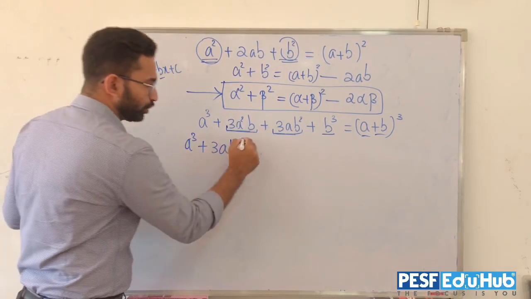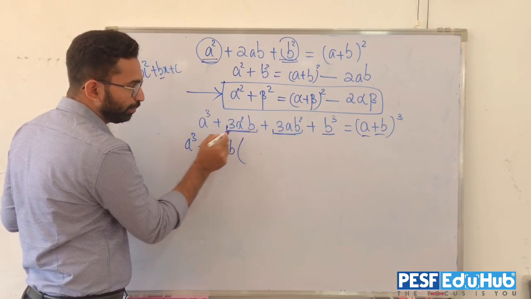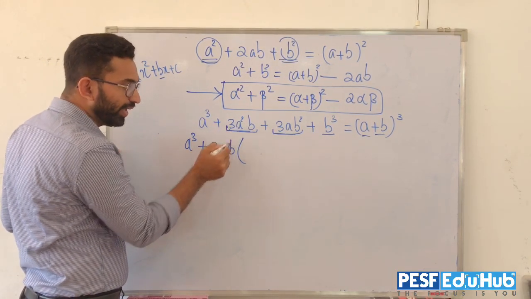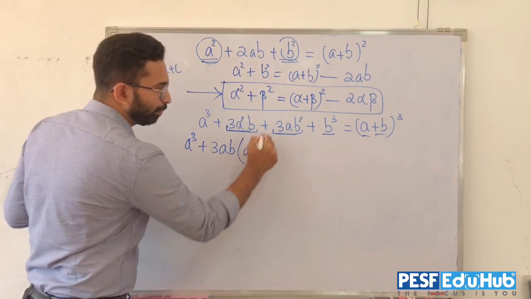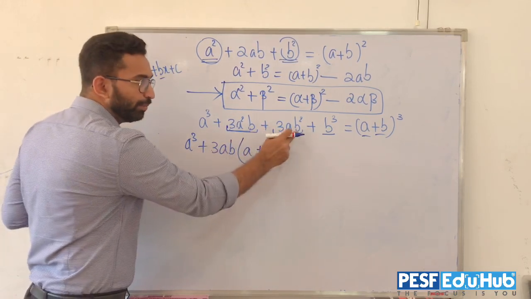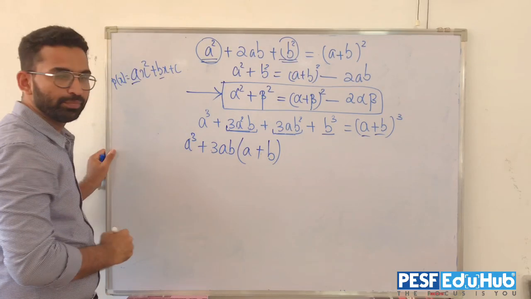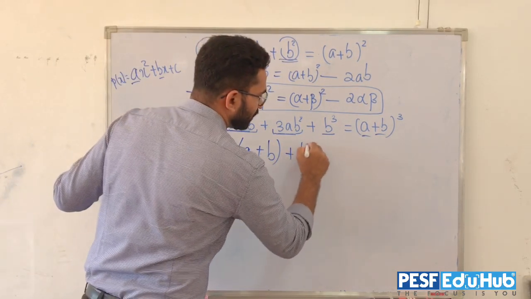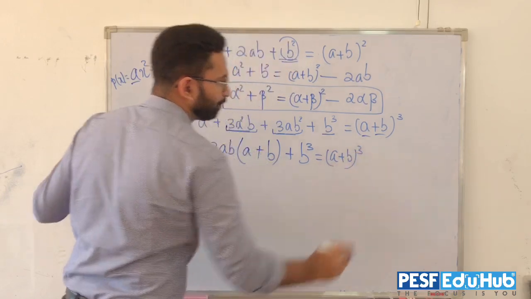Here b is there, b square is there, so the lowest power is b, so that will be the common thing. So 3ab within the bracket: in 3a square b, 3 is outside, one a is outside, b is outside, so what is left? a is left in this term. Plus is plus only. 3 kept outside, a kept outside, in b square I kept a b outside, so b is left. So plus b cube equal to (a plus b) the whole cube.